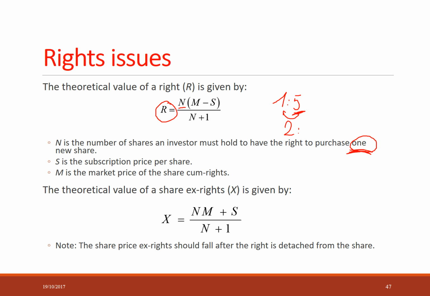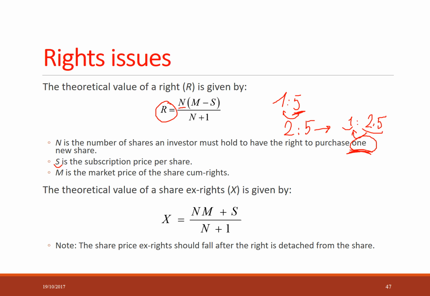If we have a 2 to 5 rights issue, then what's N here? In this case, 2 to 5 is similar to 1 to 2.5. So we want to work out how many shares we have to hold to be able to buy 1 share under the rights. N in this case is 2.5, meaning that we have to hold 2.5 shares to be able to buy 1 share under the right.